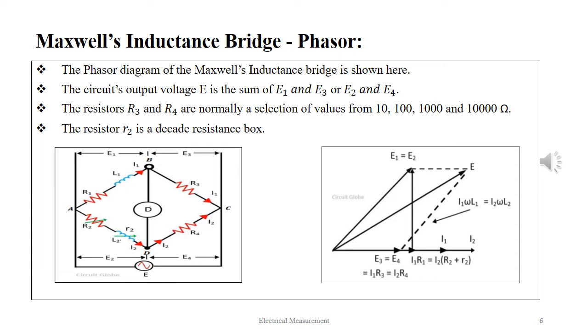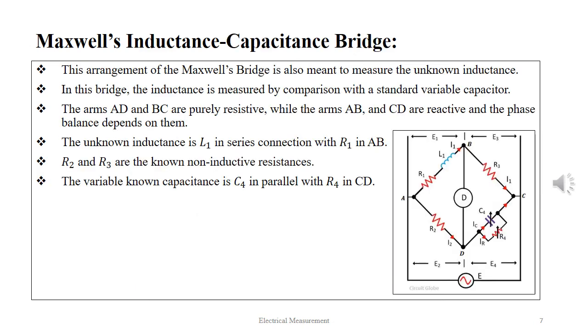We see here from the phasor diagram that the component currents I1 and I2 are in phase, while E1 and E2 are in phase. Similarly, the voltages E3 and E4 are also in phase, denoted by I1 R3 and I2 R4.